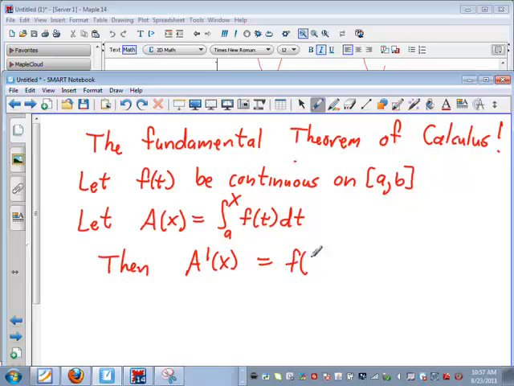F of x for sure. Derivative of A is f of x. That's the fundamental theorem of calculus. Now the book has a part 2, but part 2 follows directly from that. So this is all that I need. I'm about to talk about part 2 in just a second, but this is the fundamental theorem of calculus.